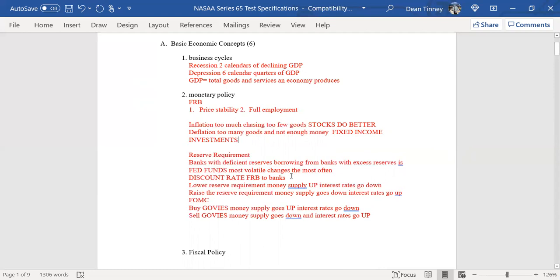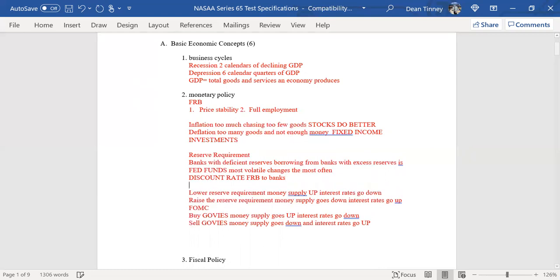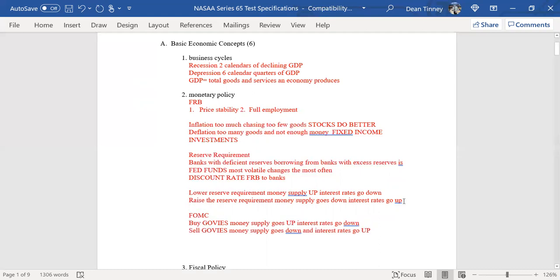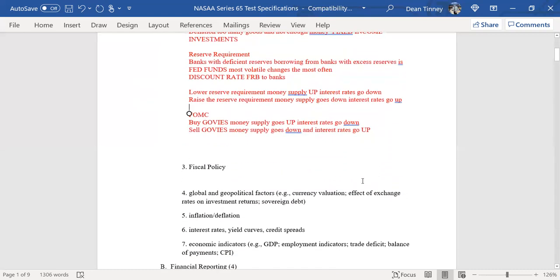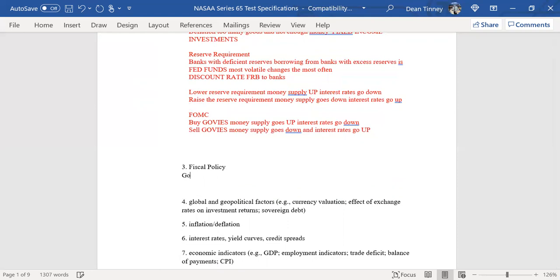We talked about the reserve requirement. We talked about how they intervened through their Federal Reserve Open Market Committee. And we said the effect that would have on interest rates. Now, the other thing you get tested on is fiscal policy. And the fiscal policy test question is government spending and taxation.